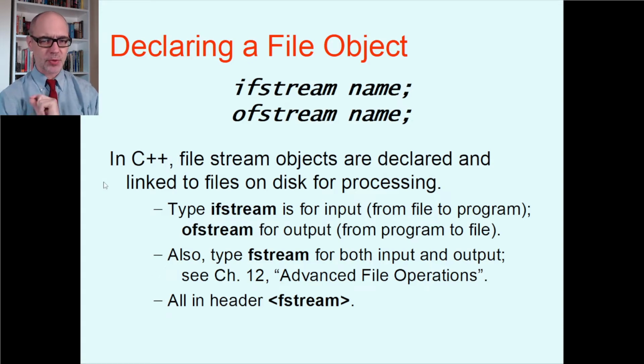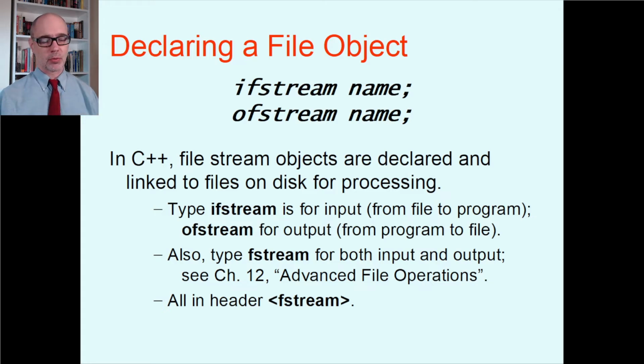In C++, file stream objects are declared and linked to the actual files on the physical hard drive for processing. And the idea here is that we're thinking of these things as a stream of bytes, a stream of data coming into our program or flowing out of our program. By using this concept, you can abstract away a whole lot of details about exactly how a hard drive works, how my keyboard works. There are a lot of details there, but fortunately that just gets taken care of for us.